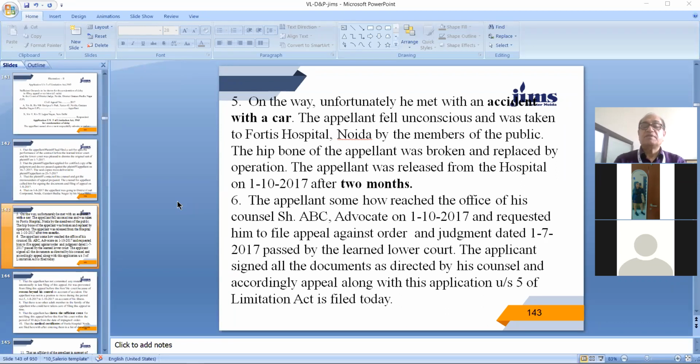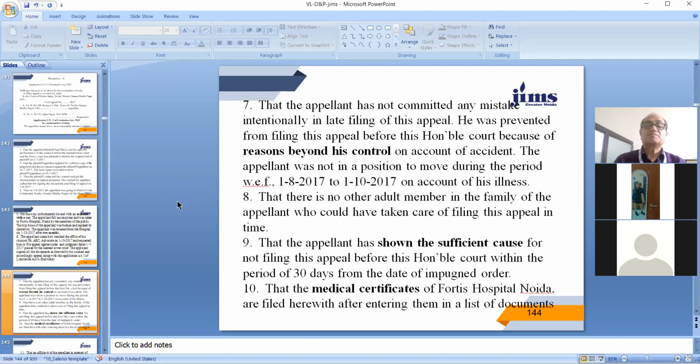The appellant signed all the documents as directed by his counsel and accordingly appeal along with application under section 5 of Limitation Act is being filed today. Para 7, that appellant has not committed any mistake intentionally in late filing of this appeal. He was prevented from filing this appeal before this honorable court because of reasons beyond his control on account of accident. The appellant was not in a position to move during the period with effect from 1st August to 1st October 2017 on account of his own illness, and there is no other adult member in the family of the appellant who could have taken care of filing this appeal in time.